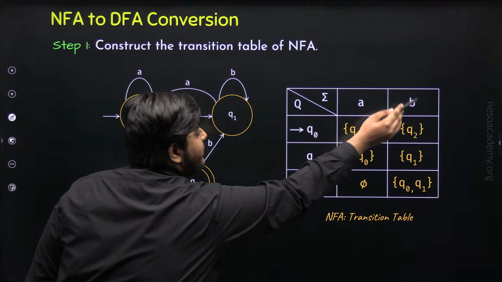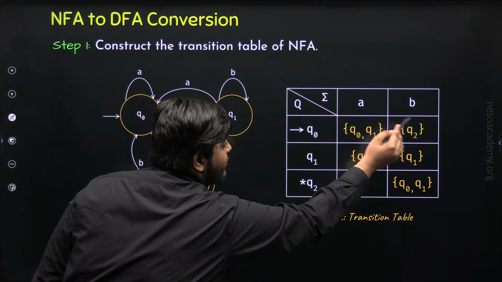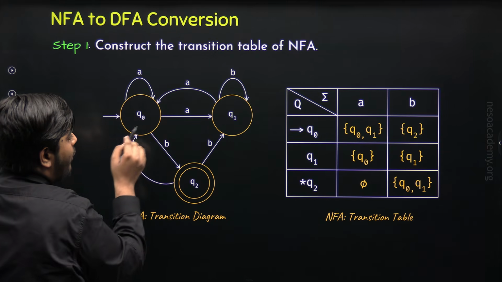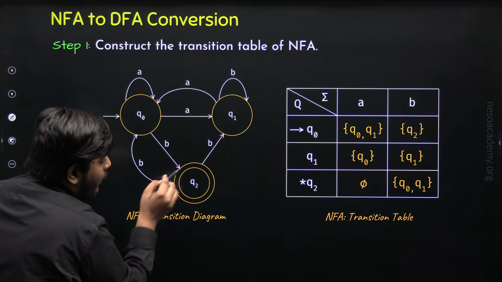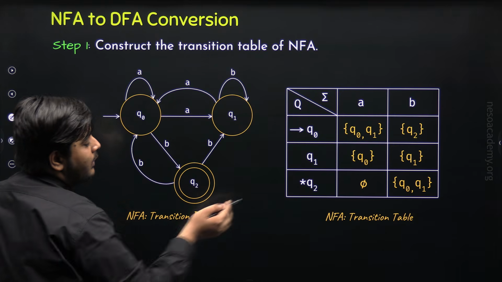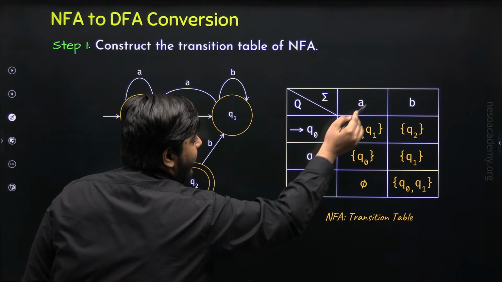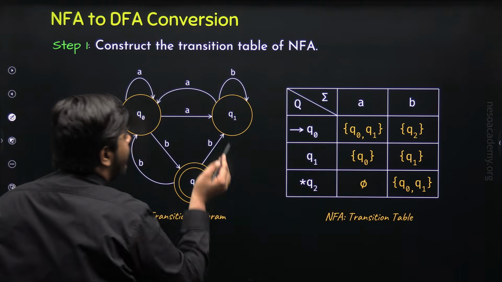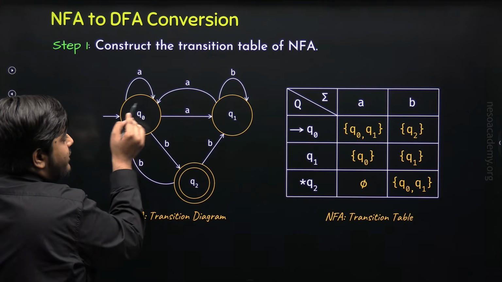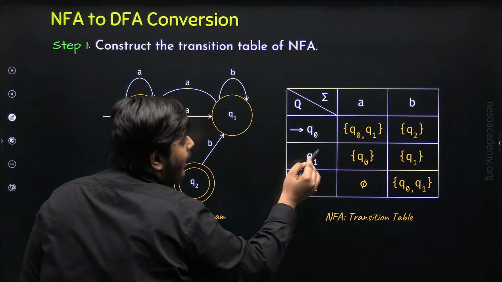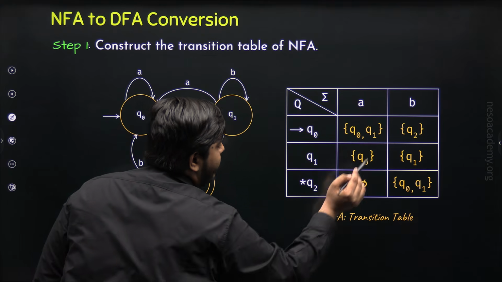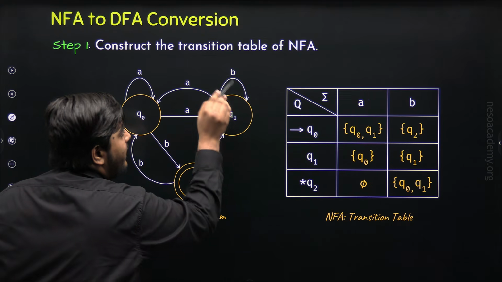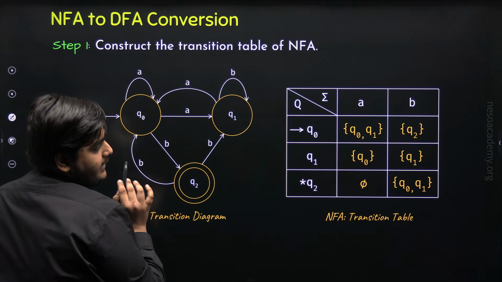Q0 on getting input symbol B will reach the state Q2. Q1 on getting A will reach the state Q0. Q1 on getting B will reach the state Q1 itself.